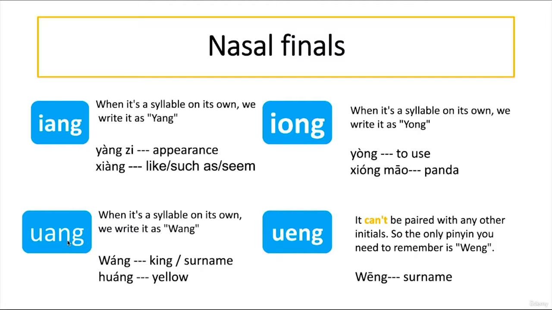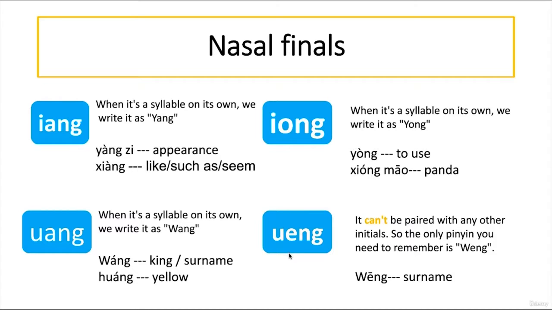Wang. Read it after me. Wang. When it's a syllable on its own, we write it as wang. For example, Wang, king, or it's a very common surname. Huang means yellow.